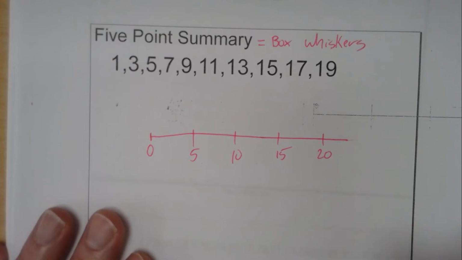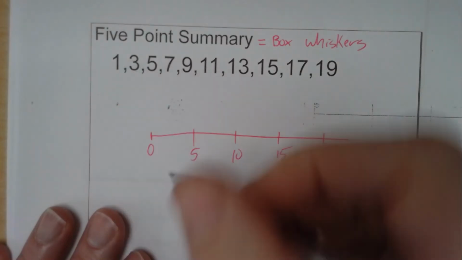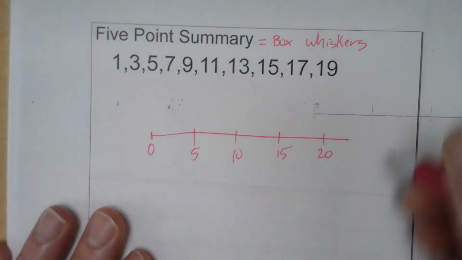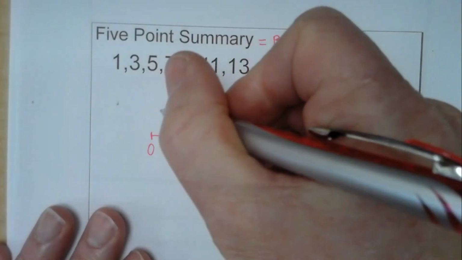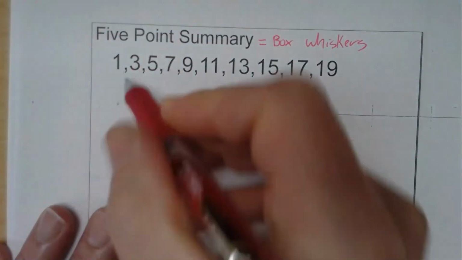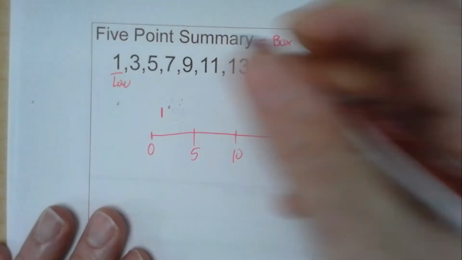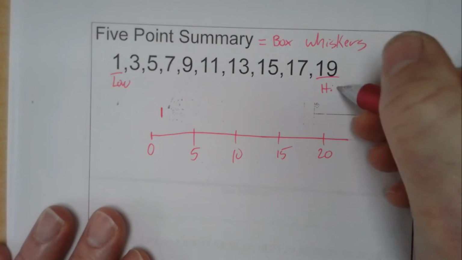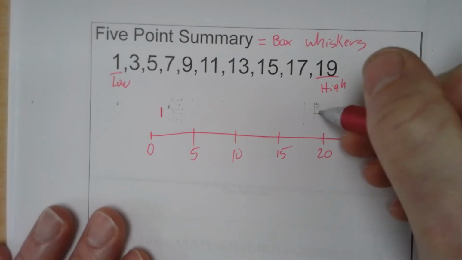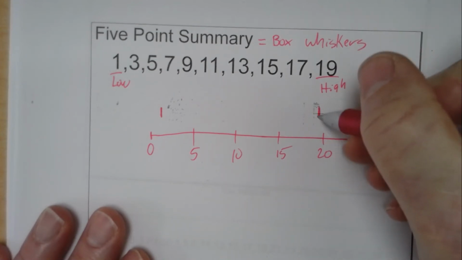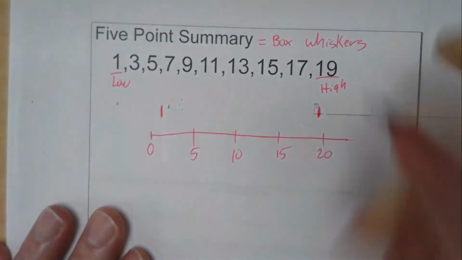So basically what you do is you make a mark for the low, and you put your box and whiskers above. So here's a 1, okay, so that's the low. And then you put the high, that's a mark. So 19 would be right here. Okay, so there's the low and the high.